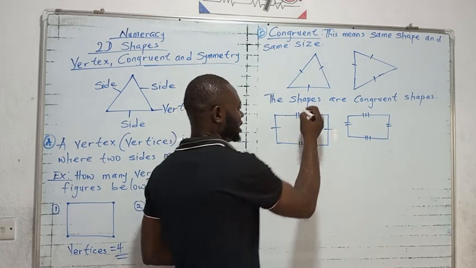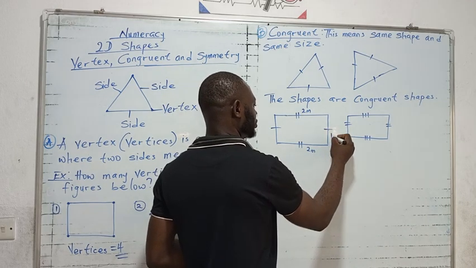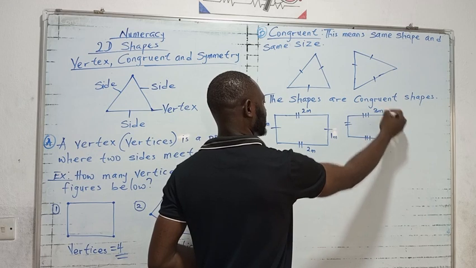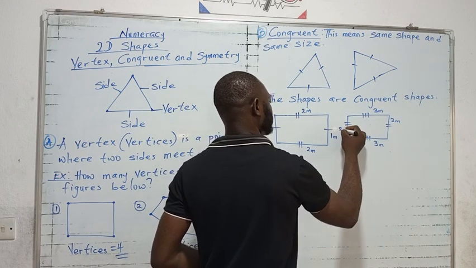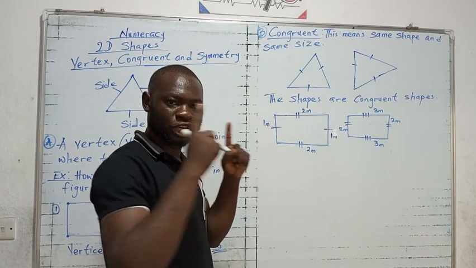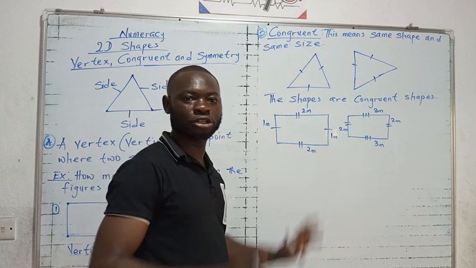So I can say that here is 2 meters. Here is 2 meters. I can say that here is 1 meter. Here is 1 meter. Now I can say that here is 3 meters, 3 meters, 2 meters, 2 meters. Now you notice that the sides are not equal. They are the same shape, but their sides are not equal.